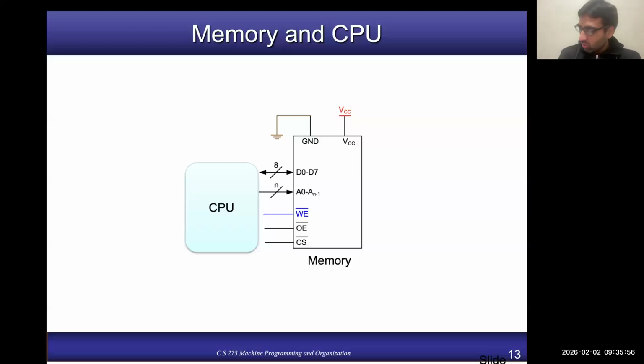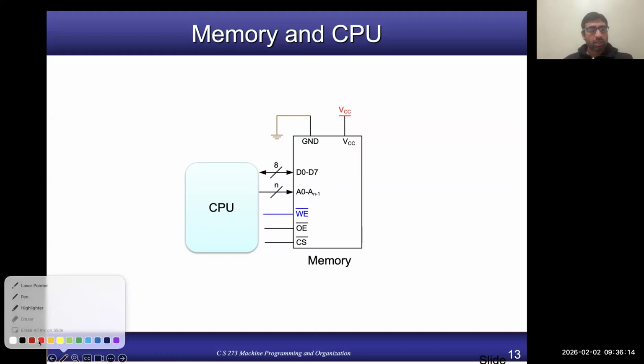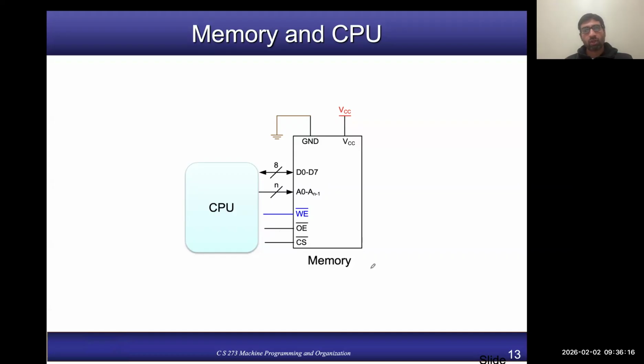Okay. So now the question is, we have seen in the previous slide what the characteristics of memory are in terms of capacity, organization, and access latency. The question now is how we connect a memory chip with the CPU. If you look at the memory chip, you typically have this set of buses.